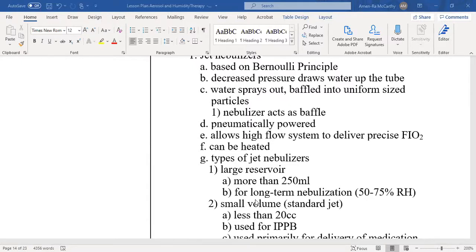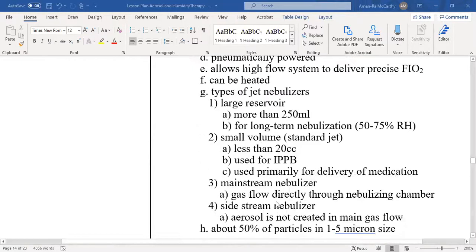Small volume nebulizer. The small volume nebulizer is less than how much? 20 cc. That's my medicine cup. That's for my breathing treatment. That's the small volume nebulizer. Let me pause this right quick, because Mr. Boyd does not have a small volume nebulizer and the large volume nebulizer. Showed you the large volume already. And here's the small volume, which is your breathing treatment kit. This is considered a small volume nebulizer.